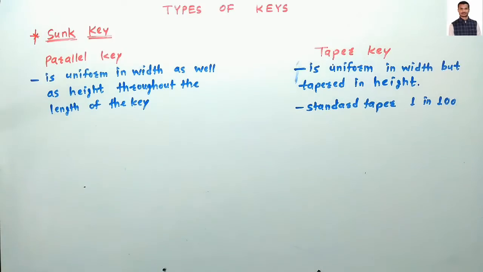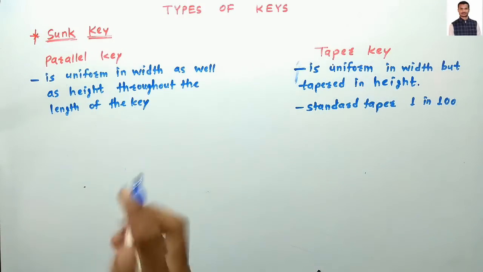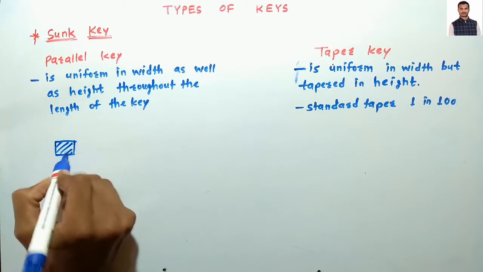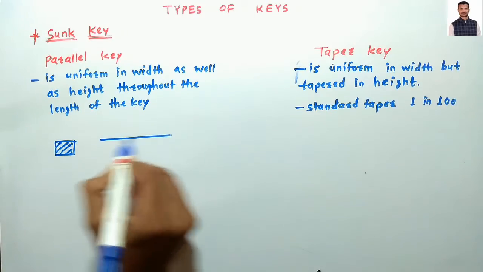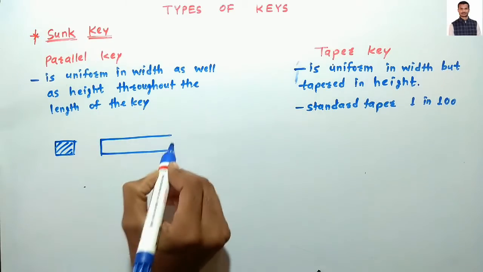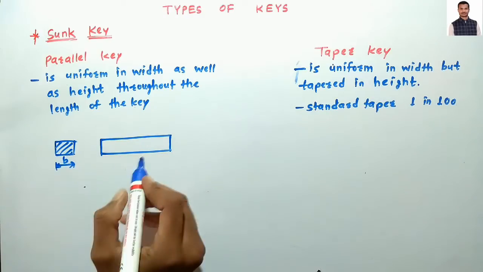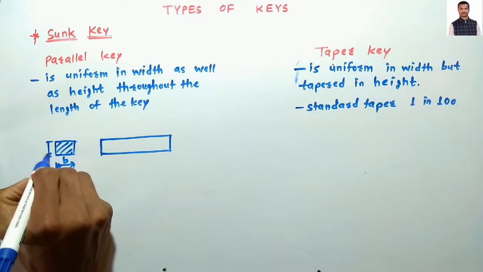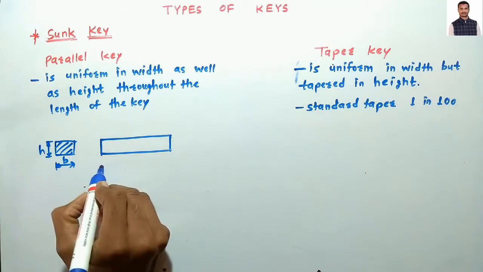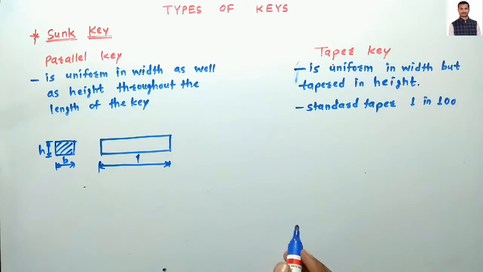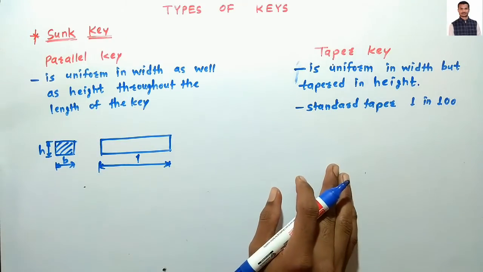Now let us see how a parallel key looks like. If this is the key, the parallel key is uniform throughout its length. So width is also uniform, that is B is uniform. Height is also uniform throughout this length. So this is the parallel key.